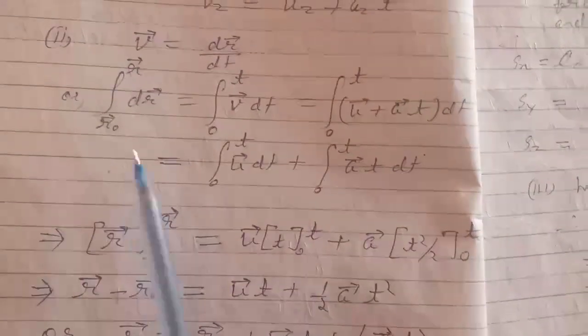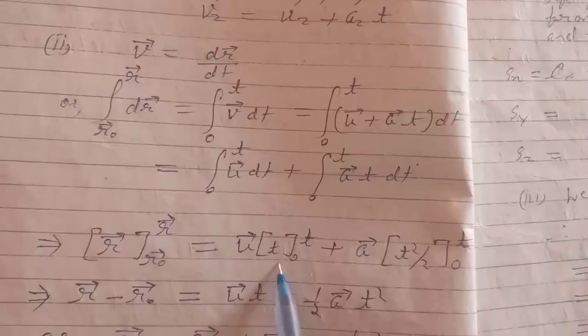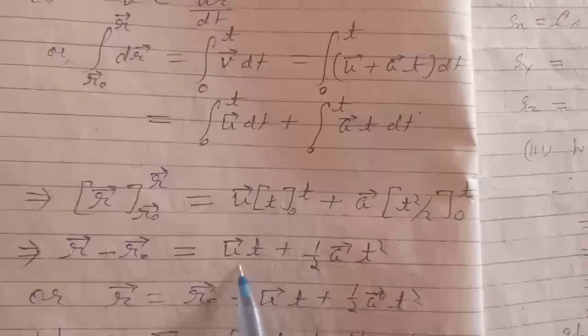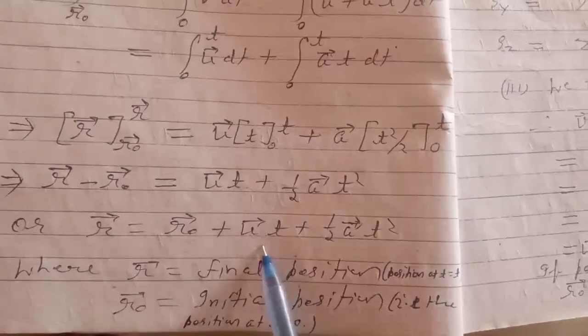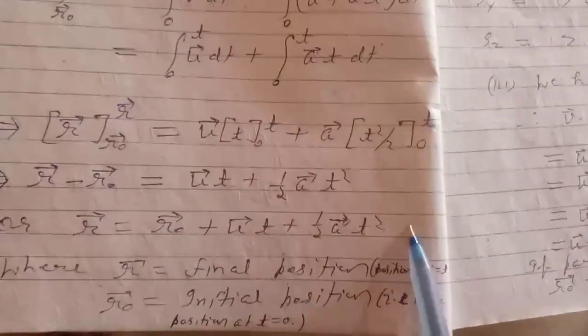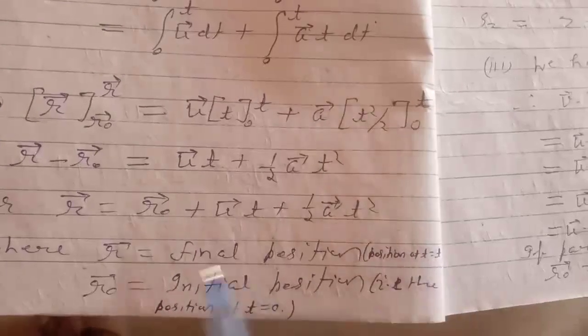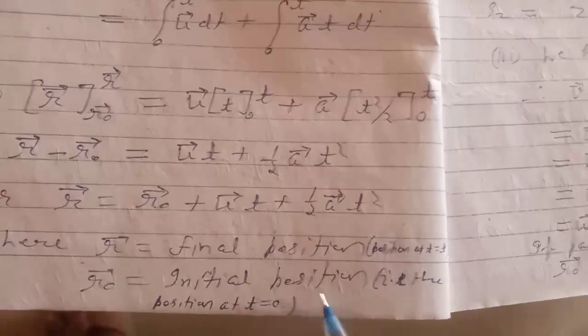So integration of dr is r in the limit r0 to r, equals u vector into t in the limit 0 to t, plus a vector t square by 2 in the limit 0 to t. This implies r vector minus r0 vector equals u vector into t plus half into a vector into t square, or r vector equals r0 vector plus u vector into t plus half a vector into t square, where r vector is the final position at t equals t, and r0 is the initial position, that is the position of the particle or body at t equals 0.